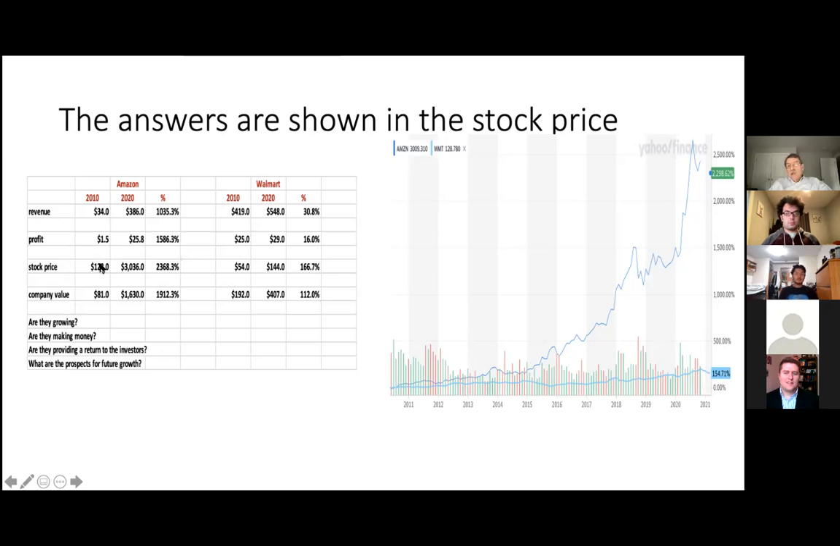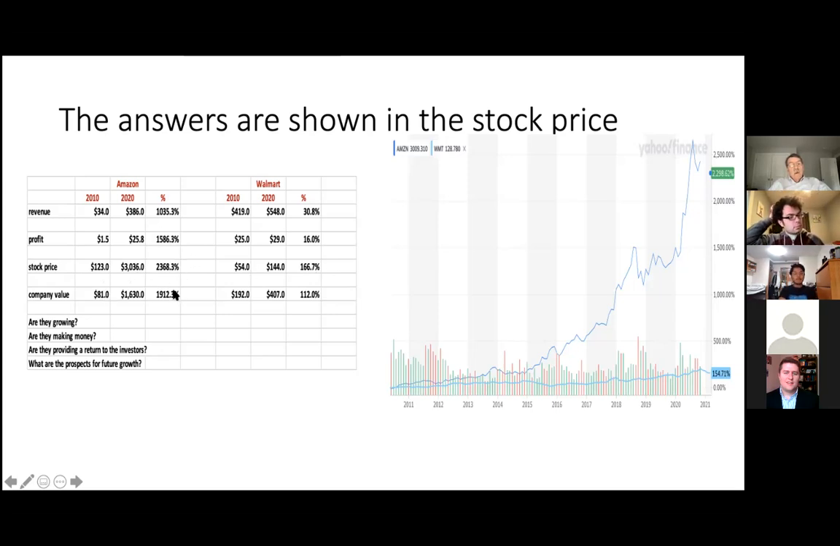So what about the stock price? That's what the chart shows you on the right. The stock price of Amazon went from $123 to $3,000, a 2,300% increase. Walmart went from $54 to $144. Still pretty good growth, but compared to Amazon, looking at two retailers, look at the difference.